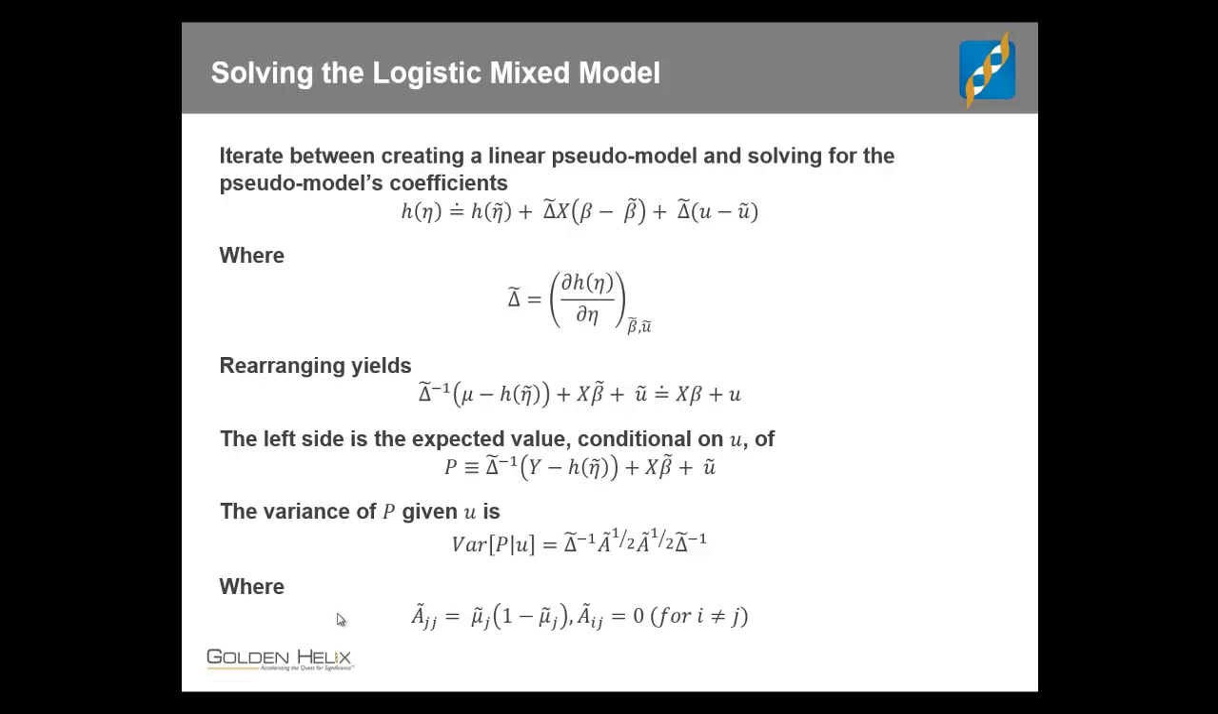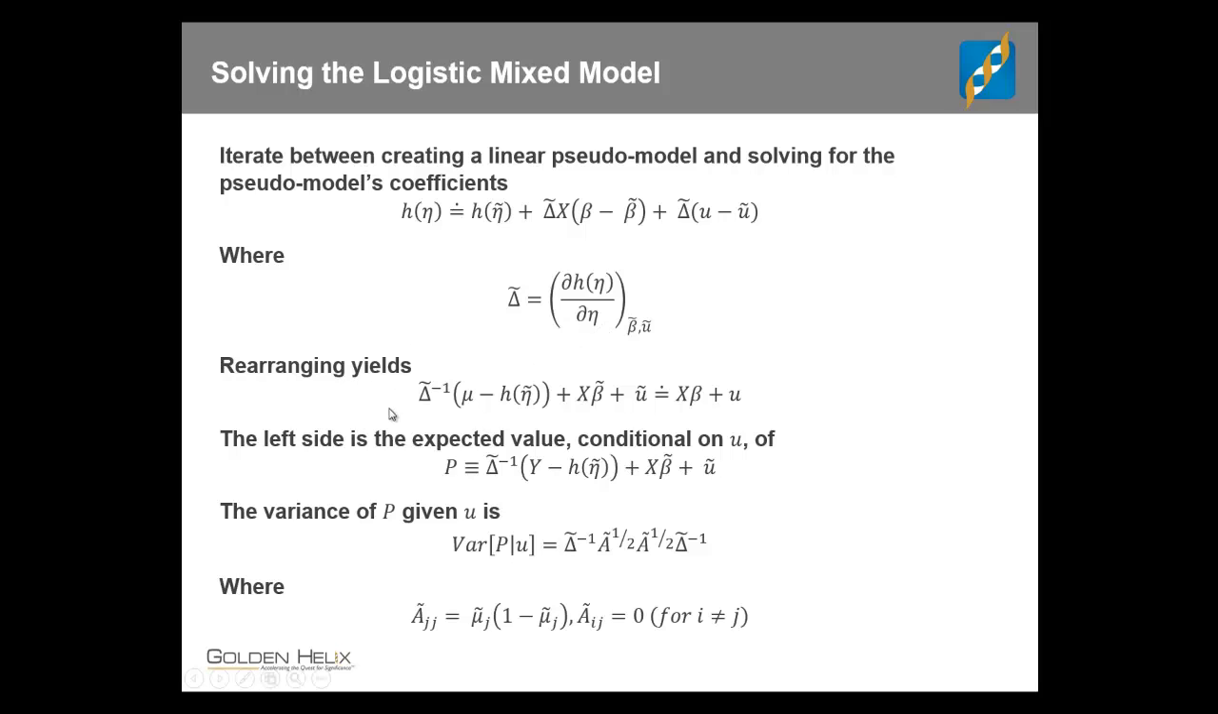To solve the logistic mixed model, we iterate back and forth between creating a linear pseudo-model and solving for the pseudo-model's coefficients. To determine how to create the pseudo-model, we start with a first-order Taylor series of mu about some given tentative values of beta and u, namely tilde beta and tilde u, where the tentative value of delta is a diagonal matrix of derivatives of the conditional mean evaluated at the tentative values of beta and u.